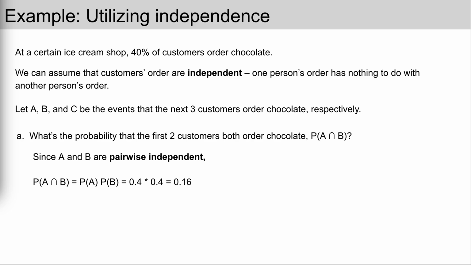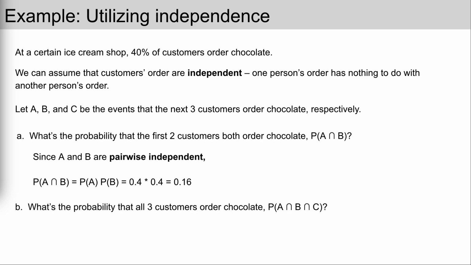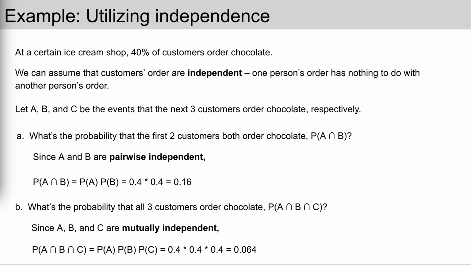Next, what's the probability that all three customers order chocolate? A and B and C. By our assumption that the set of events A, B, and C are independent, it follows that A, B, and C are mutually independent. As such, the probability of A and B and C is the product of their individual probabilities. Thus, there's a 6.4% chance that the first three customers all order chocolate.